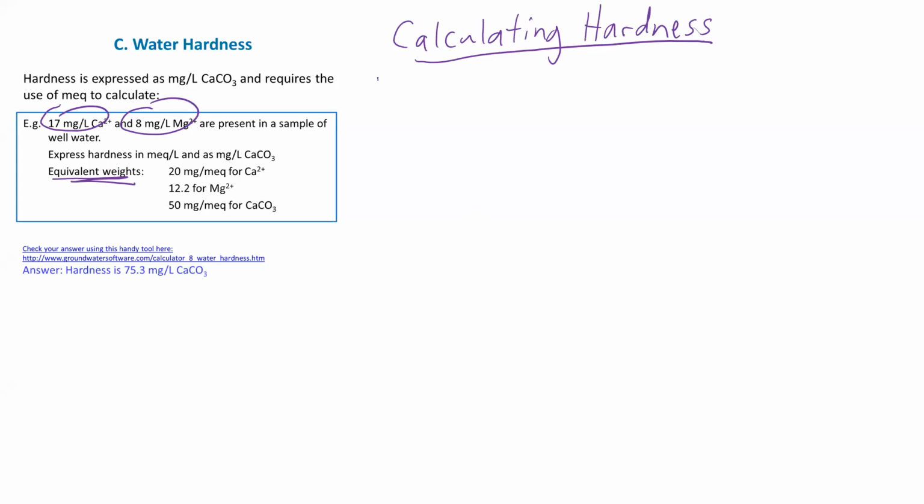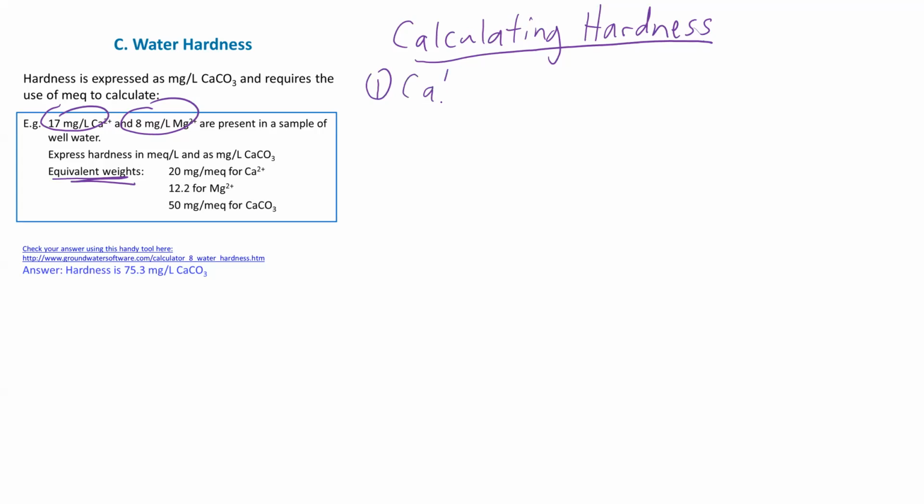Okay, so let's take a look at this. There's the problem there, right? It tells you how much calcium we have here, how much magnesium. It's giving the equivalent weights. Okay, so we're going to do this in two steps. Step number 1, we'll call this calculating hardness. So step number 1 is we're going to calculate the milliequivalents per liter for the calcium and magnesium.